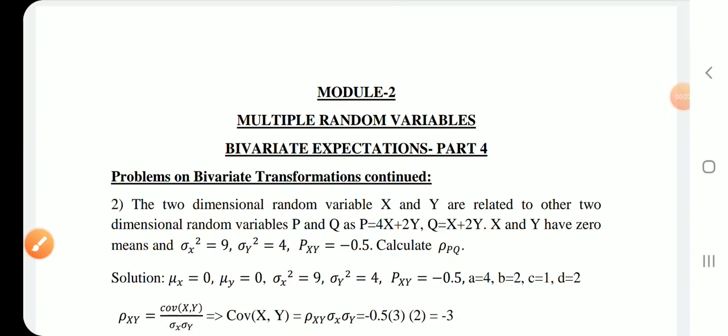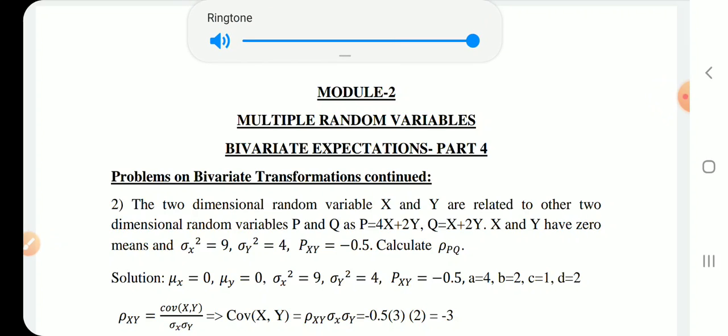Hello students, today in this video let us learn a few more problems in bivariate transformations. The second problem is like this.